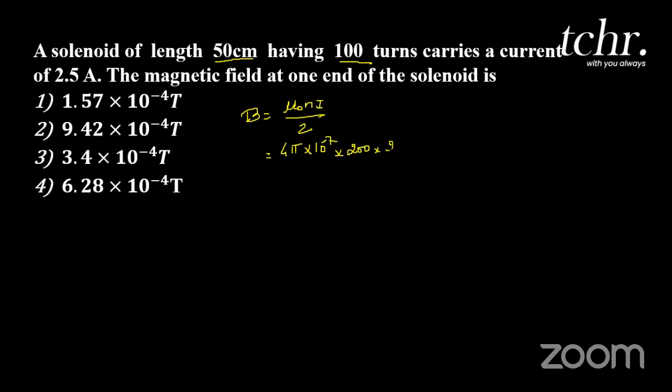This is the mistake you make, 2.5 divided by 2. So this is 100. You will get, approximately, 4 into 2.5 will be 10. So 10 into pi, 3.14, it should come close to that. The only option which I have is 3.4 into 10 power minus 4.